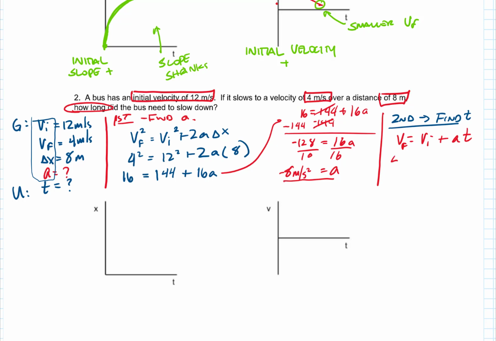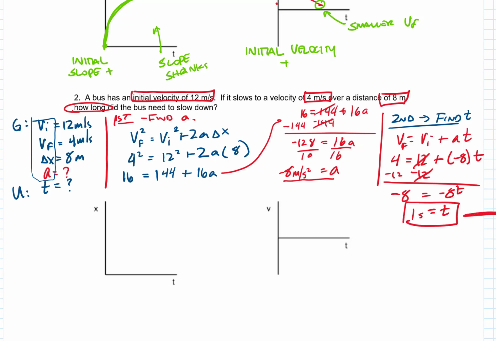So we'll plug in our V final, 4 meters per second, equals V initial, 12 meters per second, plus the acceleration, negative 8 times time. So subtract 12 from both sides. 4 minus 12 is negative 8, equals negative 8t. So my time comes out to be 1 second. And there's the answer to our problem. Now we need to graph it.